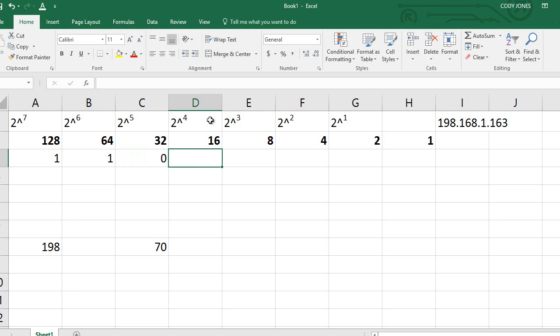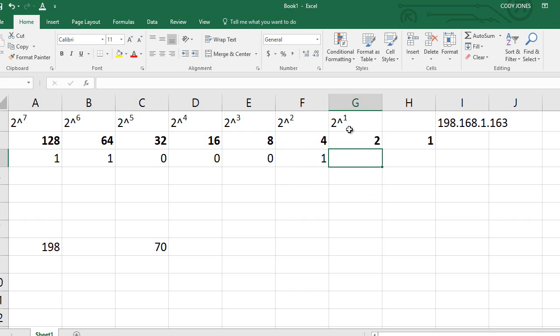Same thing here. 6 minus 16 does not work either. I place a 0 there. 6 minus 8 does not work either. I place a 0 there. 6 minus 4, yes, I can do that. So I'm going to put a 1 there. That leaves me with 2.